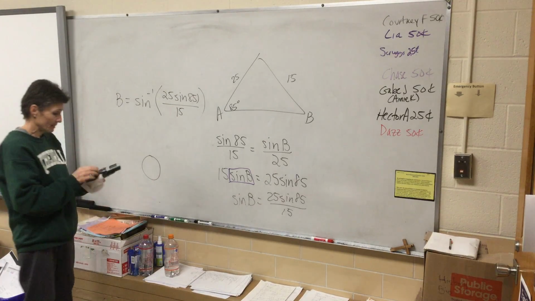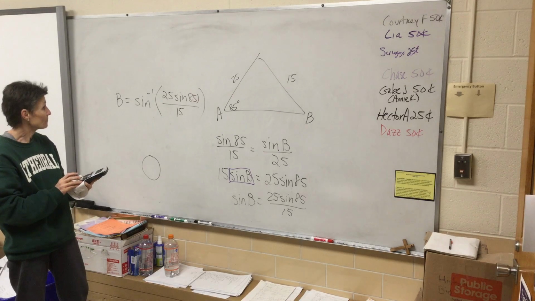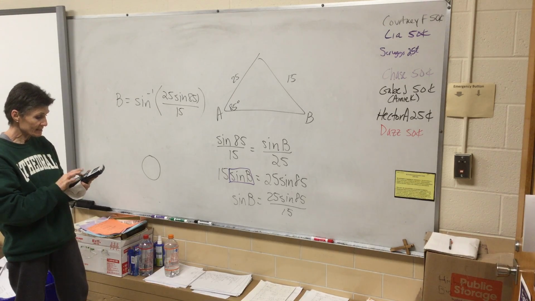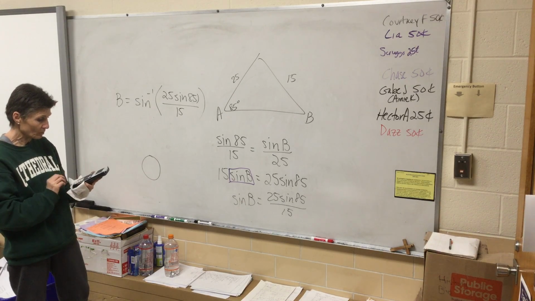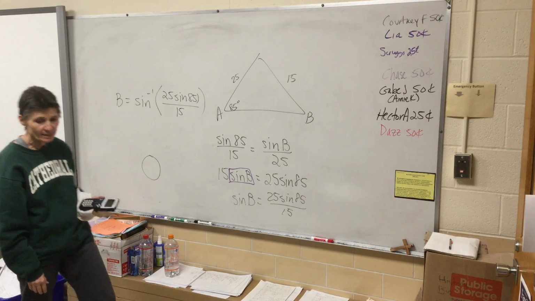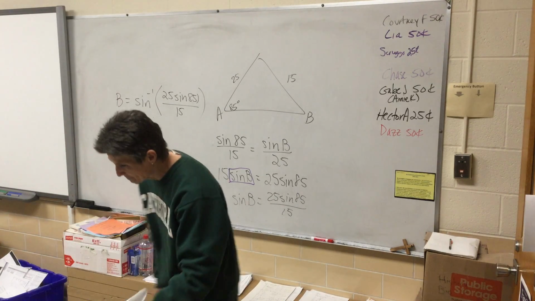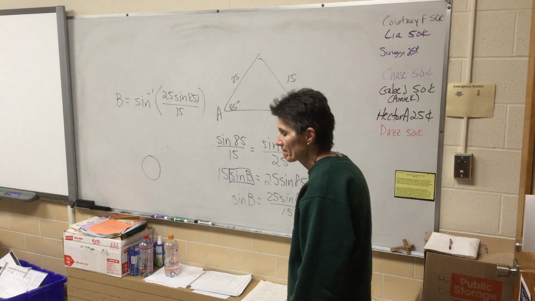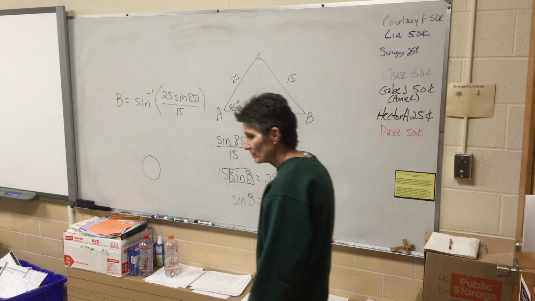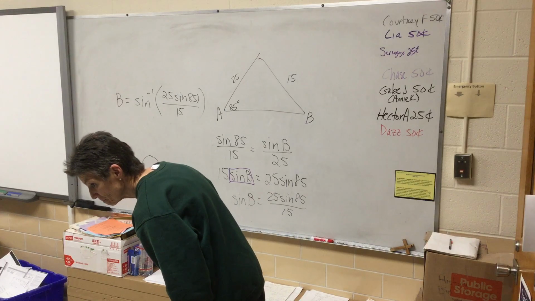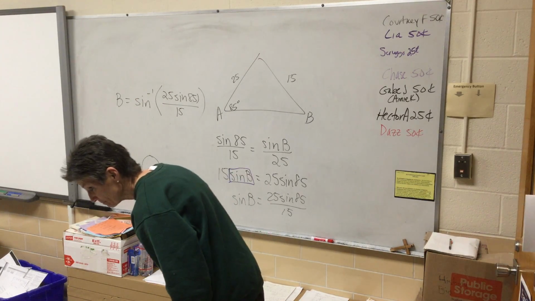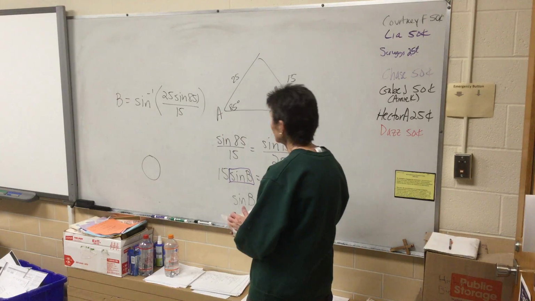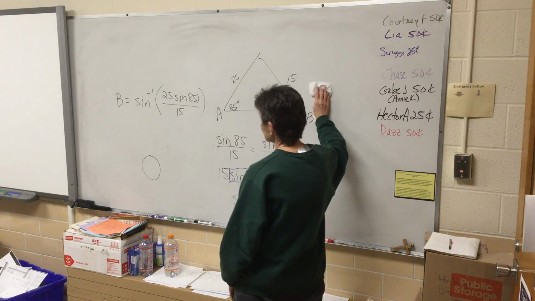So I type second sine 25 sine 85, close parentheses, divided by 15 equals. Oh, shooty tooty. Did you get an error again? I got an error. You have an error? Yep. That means that the answer to the question is 0.